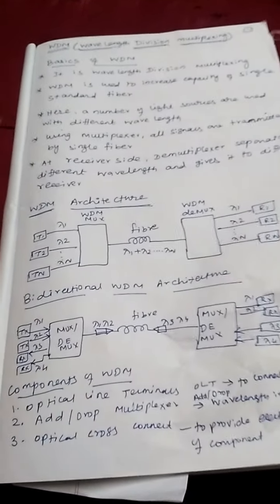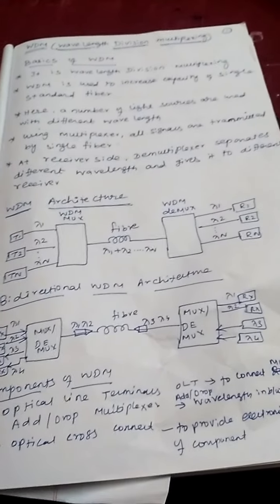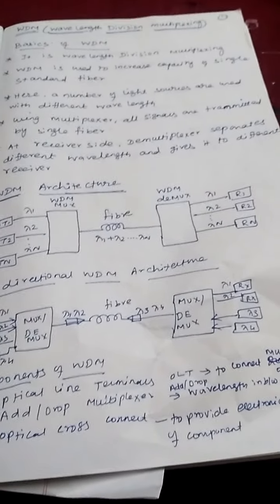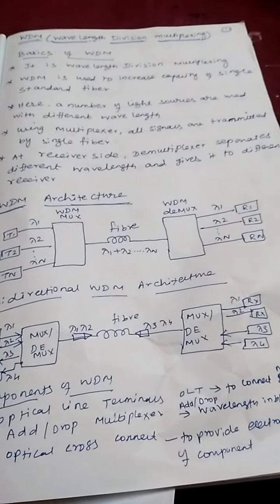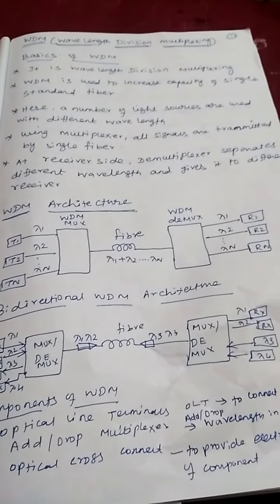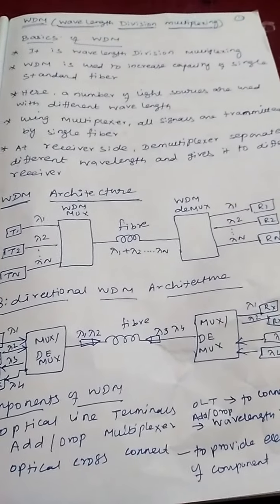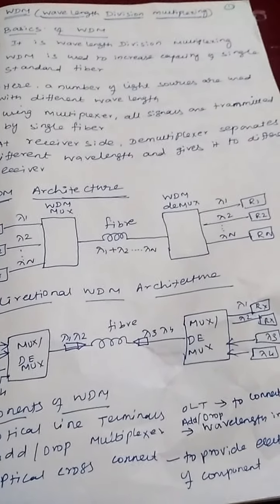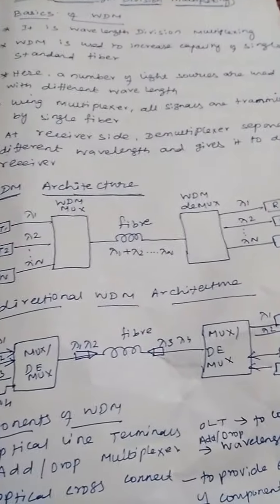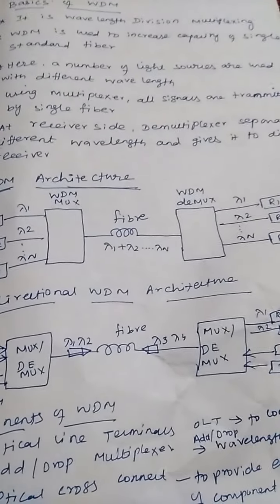Now we can see the WDM architecture. In this architecture we have two types: one is the basic WDM architecture, another one is the bidirectional WDM architecture. The only difference between FDM and WDM architecture is that in FDM we do not use a multiplexer and demultiplexer, but in WDM architecture, in between the transmitter and receiver, we use the multiplexer and demultiplexer.